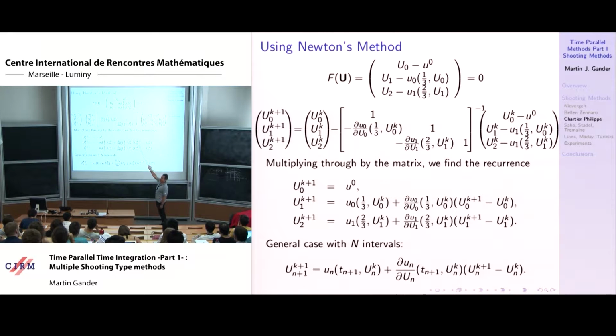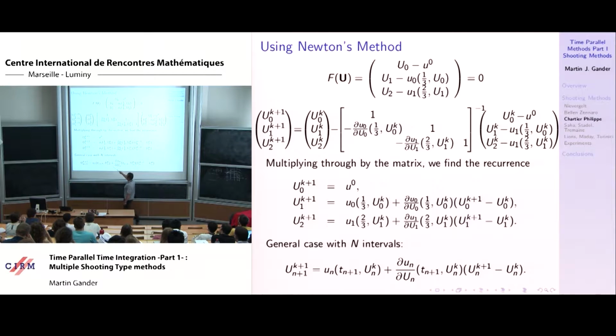Now, to see how this looks like, I just multiply this matrix here through on the other side. So this term here will not have a matrix anymore, and this term here will get the matrix. And I use the bidiagonal form. Then I get a recurrence relation that looks like this. The first shooting parameter is always U0. That makes sense because I know the initial condition. The first one should never change. Now the second shooting parameter equals, in this Newton iteration, the solution on the first interval at the end, given a shooting parameter U0, plus a Jacobian term times the difference between two iterates. And it continues like this.